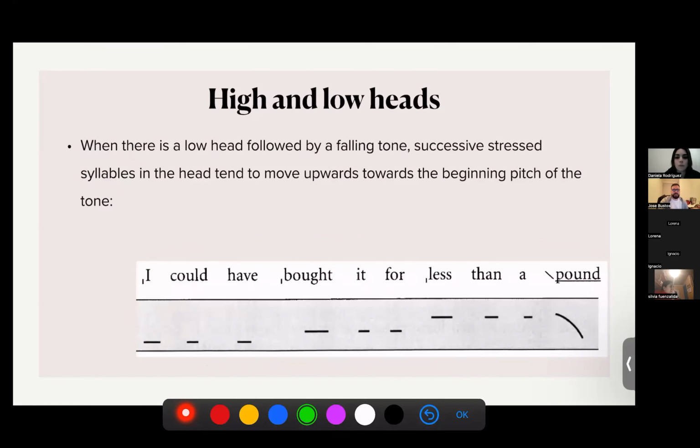Now let's practice this one. Sylvia, how do you pronounce this one? Esto es low head, yeah. I could have bought it for less than £1. Very good.